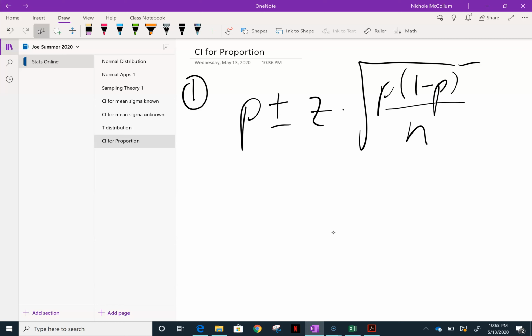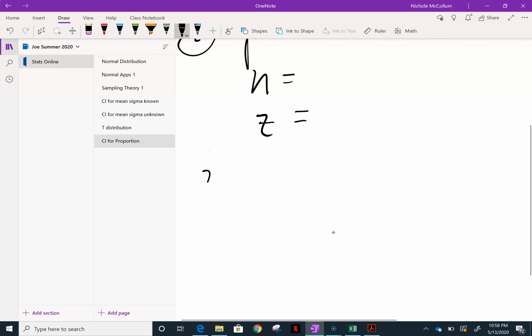Now, the good news is there is no 50-50 gamble here. The confidence interval for proportion is this one. All right, now, step 2. Get all the information you need, P, N, and Z. Get all 3 variables. Because once you have all 3 variables, then you can build the margin of error.